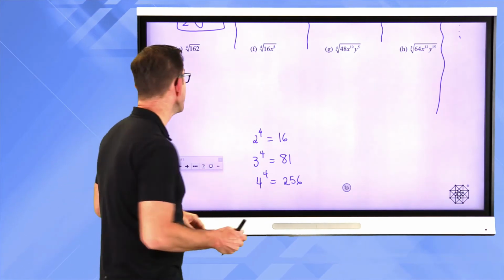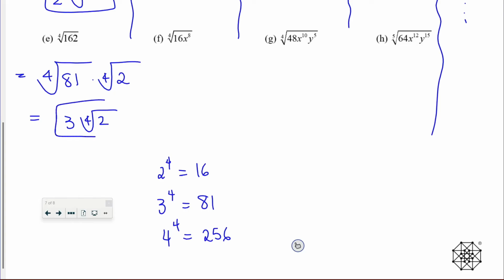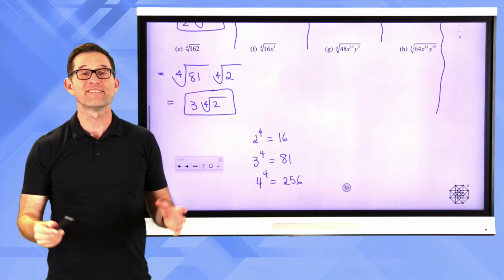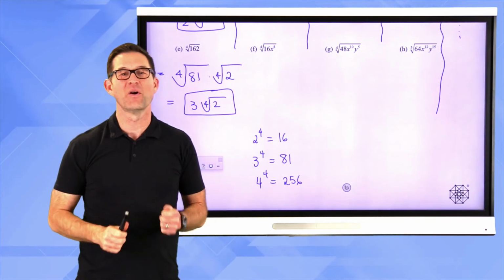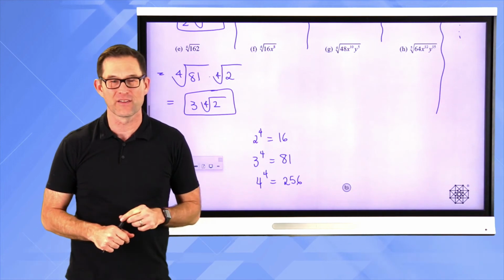So what we can say is that the fourth root of 162 will be the same as the fourth root of 81 times the fourth root of 2. The fourth root of 81 is 3. So we can make this into 3 times the fourth root of 2. Yes, just what I always wanted. I wanted to know that the fourth root of 162 can be rewritten equivalently like this.